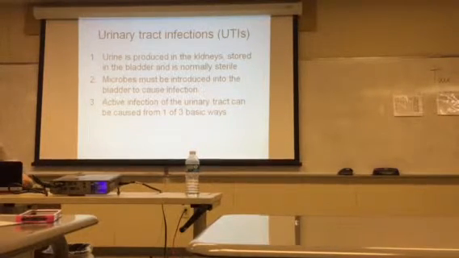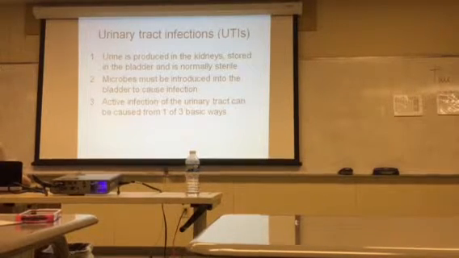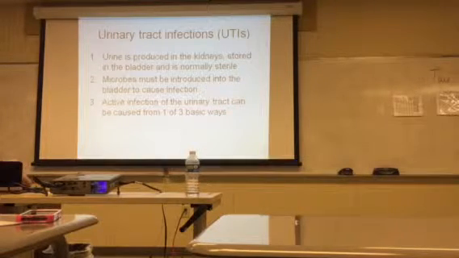So the urine is produced in the kidneys, gets stored in the bladder, and it is normally sterile. But microbes can be introduced into the bladder, and then it will cause an infection. So active infection of the urinary tract can usually be caused by one of three basic ways.